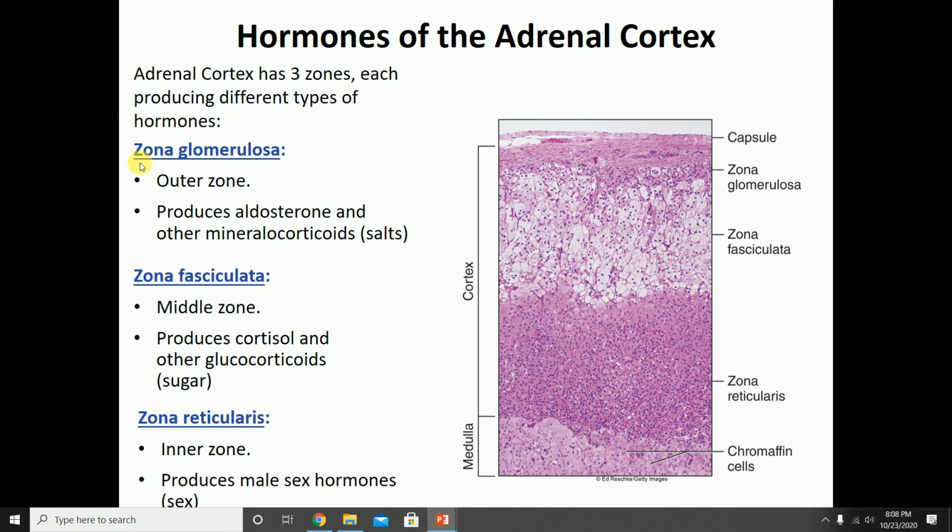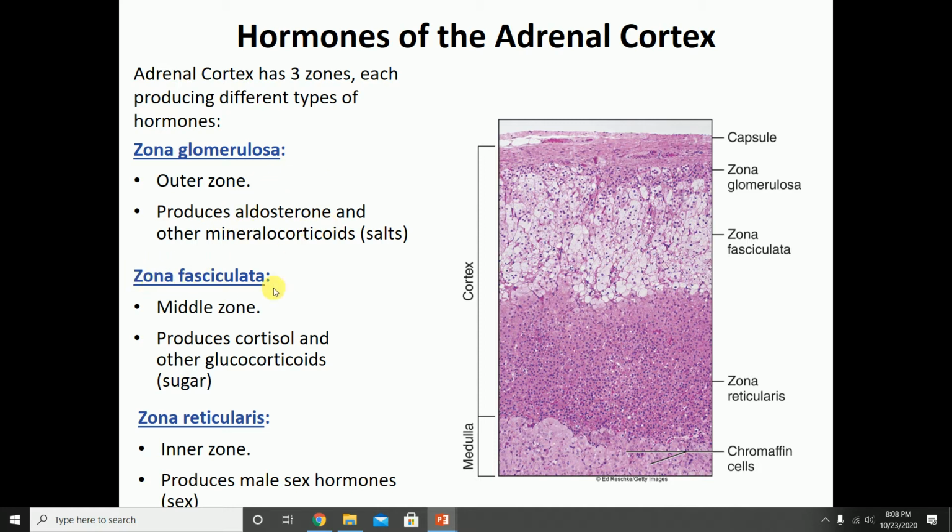The outermost zone is known as zona glomerulosa, and that produces aldosterone and other mineralocorticoids, and those are related to sodium and potassium levels. So you'll find that your zona glomerulosa are all related to salts or minerals, and that's why they are known as mineralocorticoids. The most common or the most famous of them is aldosterone.